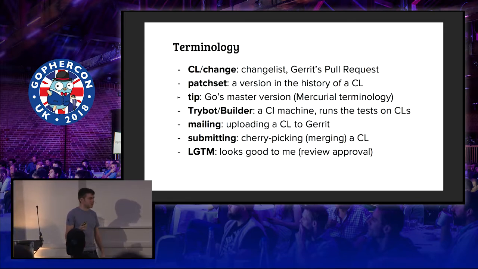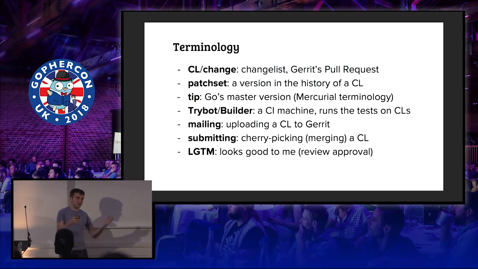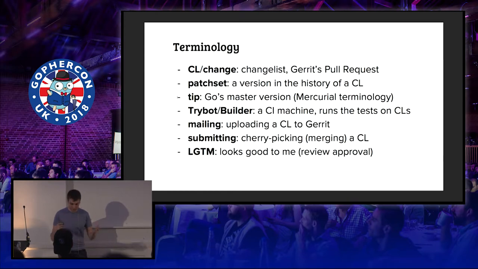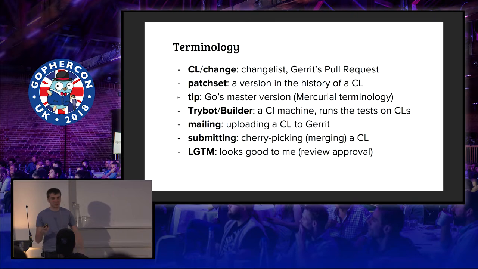Tip, I believe it's terminology from Mercurial. It just means the latest version, same thing as master. A trybot or a builder is just one of the machines that runs CI, that runs your tests on some environment. Mailing just means submitting. It means uploading a CL, as in merging it. When you upload a CL and then it gets merged into master, I'm getting confused here. Mailing is uploading the CL to Gerrit. Submitting is getting it merged. Right. See, even I get confused with these things. LGTM, you might be familiar with this one. Looks good to me. That's what Brad uses all the time.